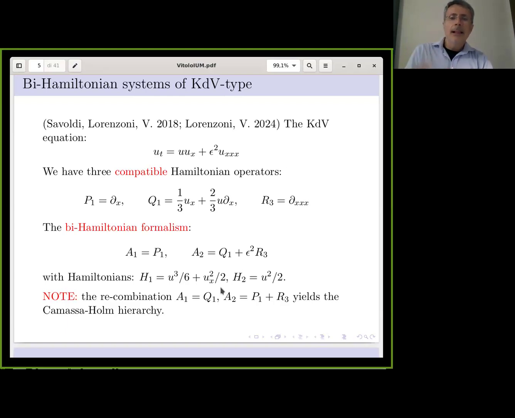So this is, how to say, it doesn't exhaust all possible integrable Bi-Hamiltonian systems. There are many systems which are Bi-Hamiltonian with respect to different arrangements or different combinations of homogeneous or non-homogeneous operators. But many famous equations fall into this class. So we call such equations equations of KdV type. We studied it in a couple of papers, together with Salvoldi and Lorenzoni, and later with Lorenzoni.